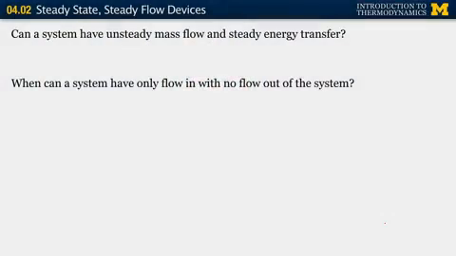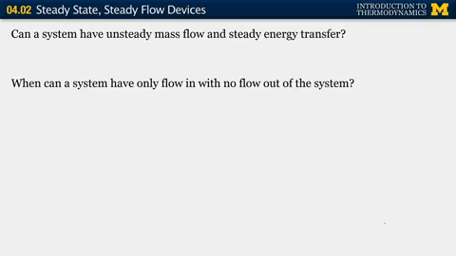Okay, so I want to leave you with a couple of thought questions. You can either use a system example, think of some actual device, or you can just think in terms of the generic forms of the conservation of mass and conservation of energy. But I want you to answer these two questions. Can a system have unsteady mass flow and steady energy transfer? Can a system have both of those conditions happening simultaneously?